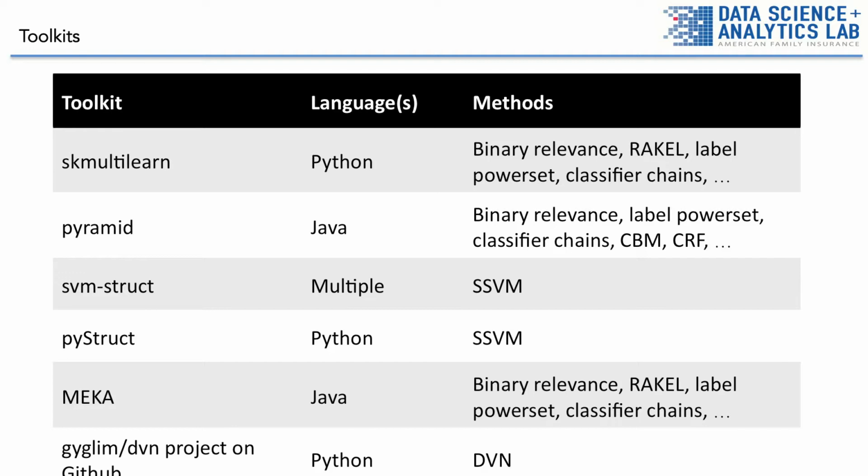The pystruct toolkit has some good stuff for structured prediction, although not structured SVMs. You have to get those from another aisle in the supermarket. And the deep value networks are just in a Git project that you can download. So you kind of have to mix and match a little bit to do all this different stuff.